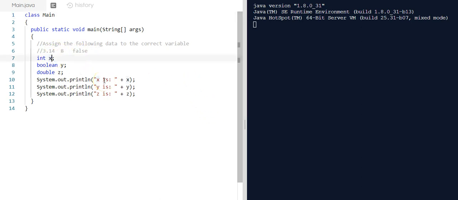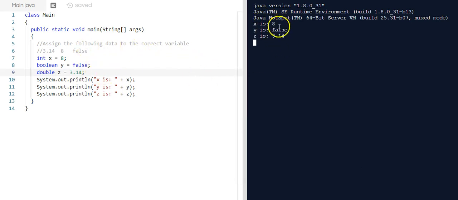Hopefully you were able to assign the value 8 to X, the value false to Y, and the value 3.14 to Z. And then when you run this, it should all work, and you should see it now prints out that X was 8, Y is false, and Z was 3.14.